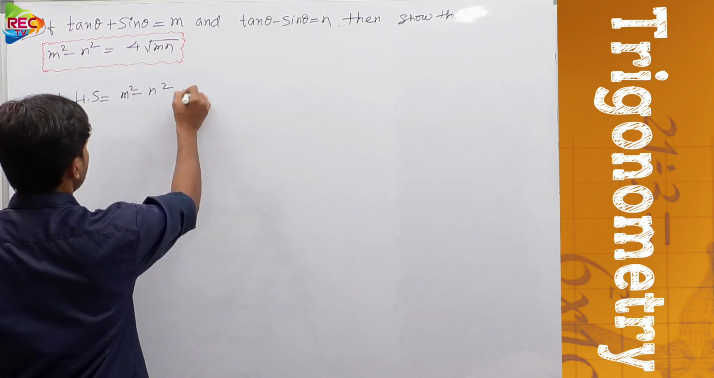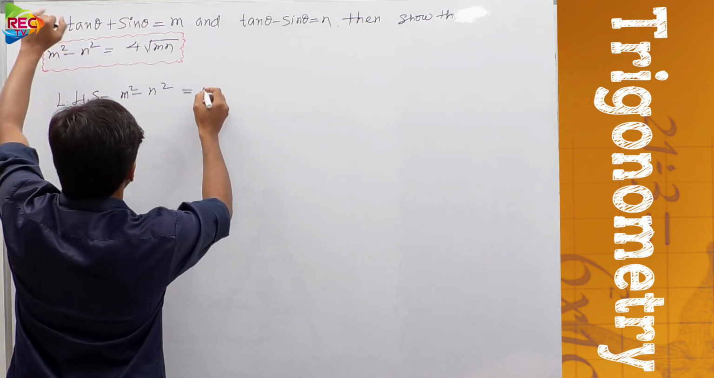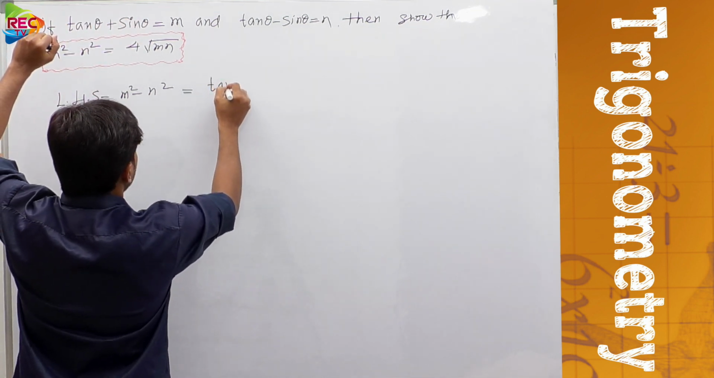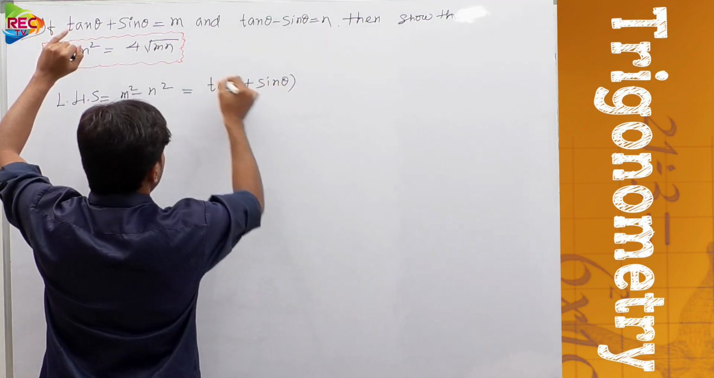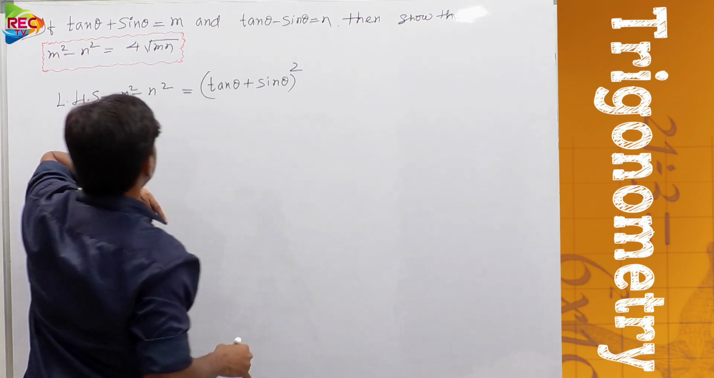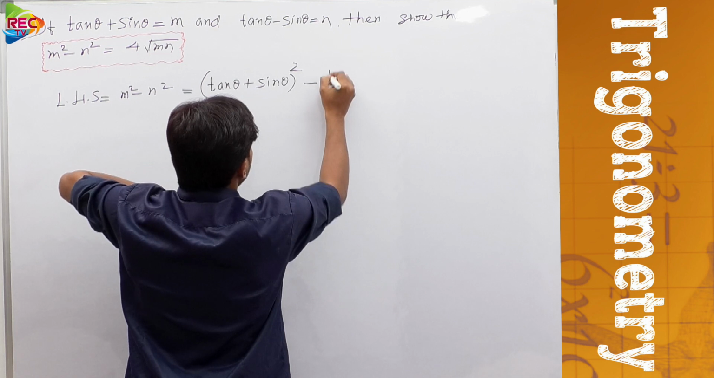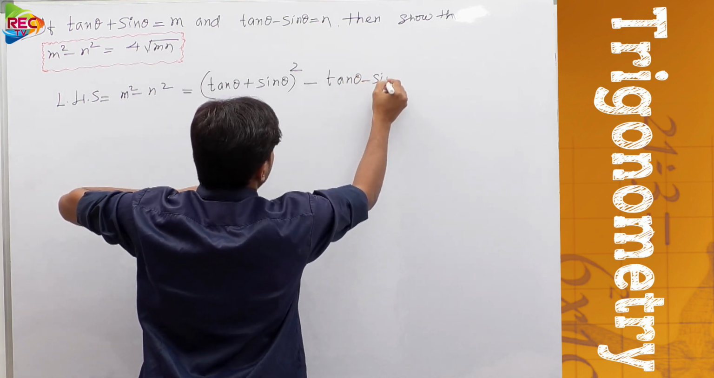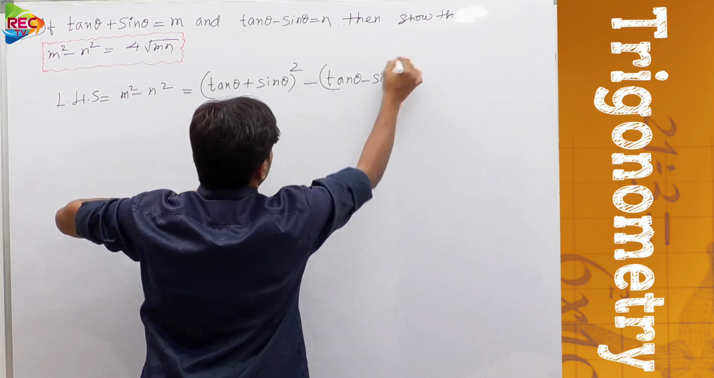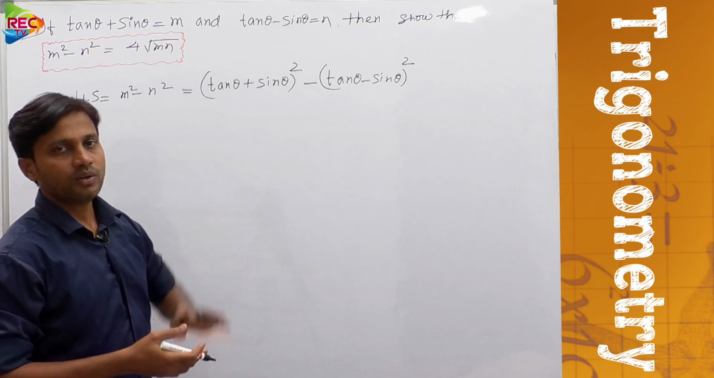What is m square minus n square? Tell me. Here m square means tan theta plus sin theta whole square, minus n square. What is n? Tan theta minus sin theta whole square. Okay. Tan theta minus sin theta whole square.